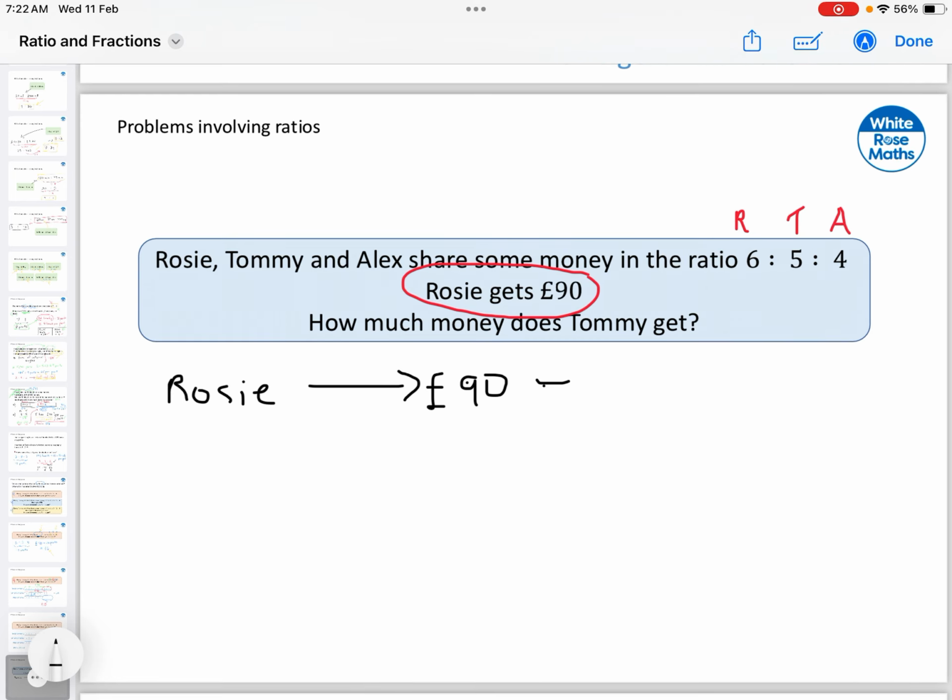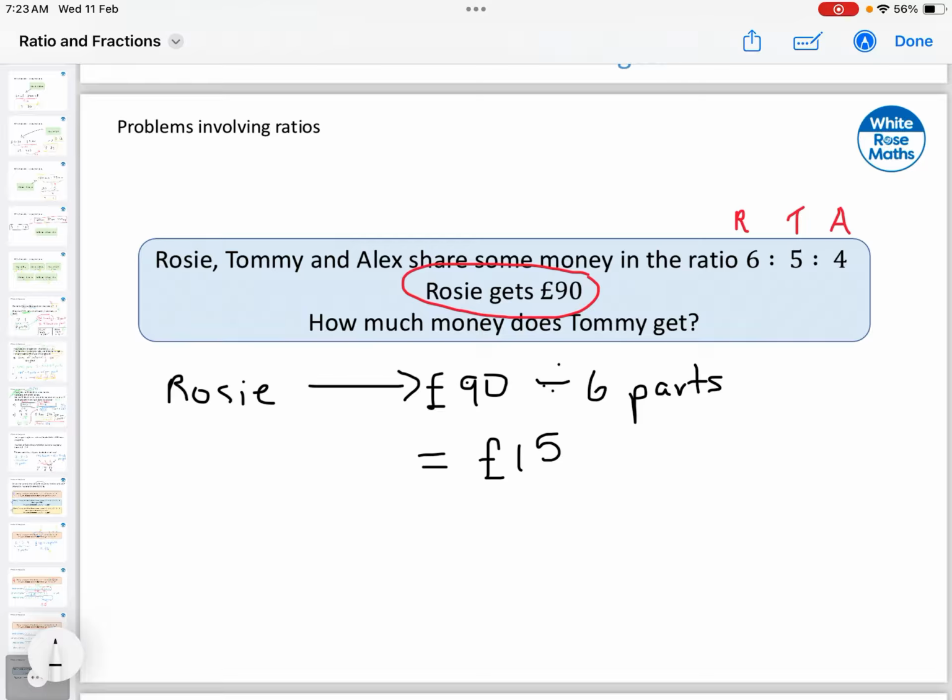And remember that Rosie has 6 parts. So from this, what we can say is Rosie is receiving 90 pounds. And those 90 pounds represent 6 of the parts. That means that every single part has a value of 15 pounds. Let me repeat. Rosie is the one getting 90 pounds. She represents 6 parts out of the total, meaning that Rosie has a composition of 15 6 times.